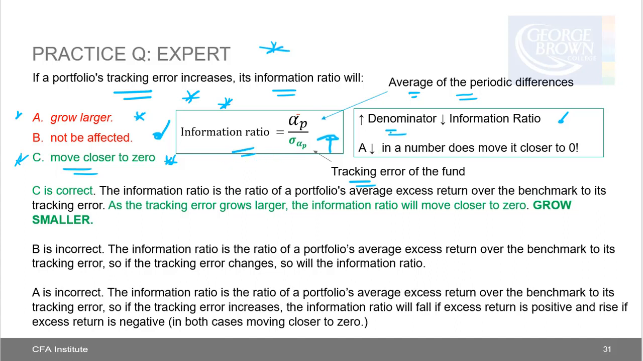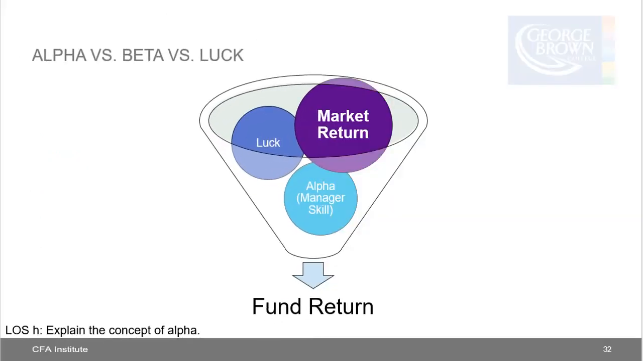Okay, so just remember, increase the denominator, decrease the information ratio, and a number decreasing does move it closer to zero. So it's just a funny little thing on the language. It's growing smaller. The information ratio is growing smaller. It's moving closer to zero. It's decreasing. Learning outcome statement H is explaining the concept of alpha, okay?